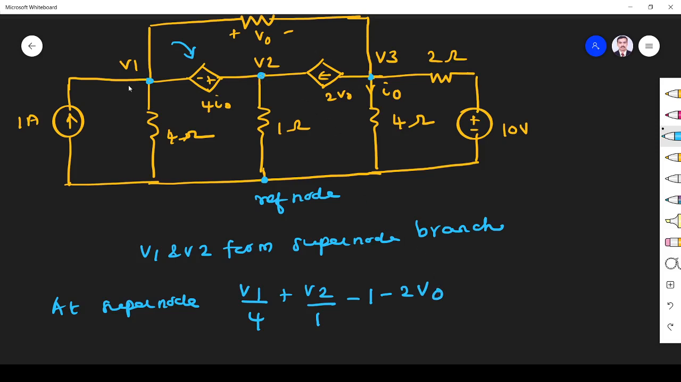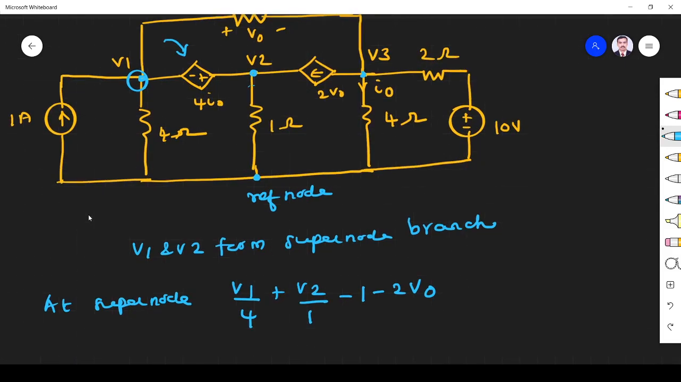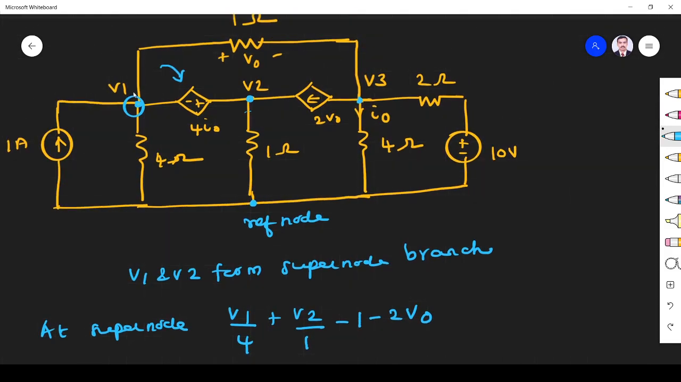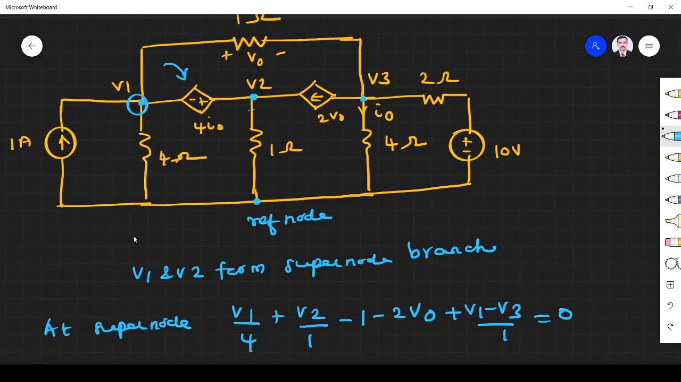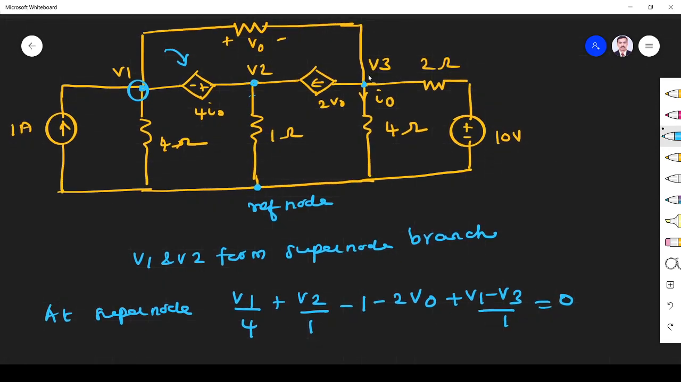So in V1 we have these two, in V2 we have these two, and you see here we have one more thing. This is a non-supernode, so we can apply V1 and V3. In between V1 and V3 we have a non-supernode, so plus V1 minus V3 divided by R, which is 1 ohm, is equal to 0. We applied that.